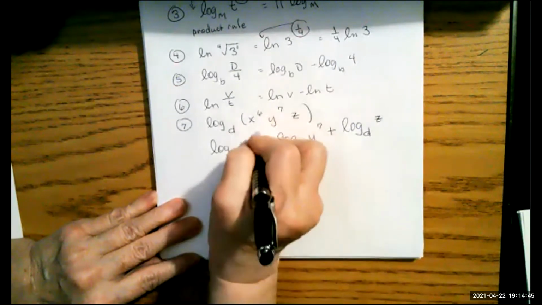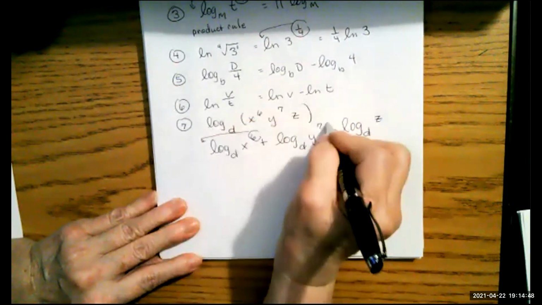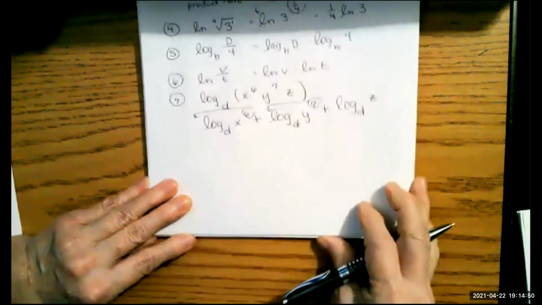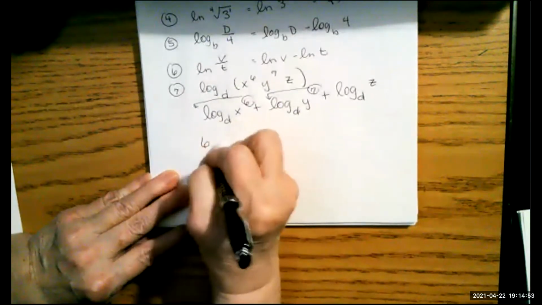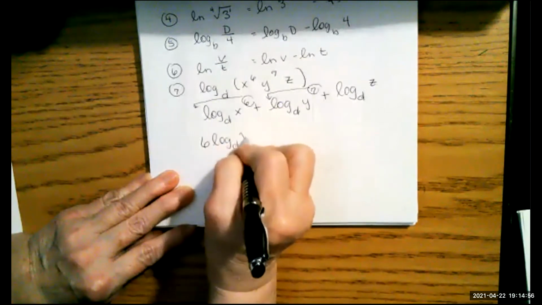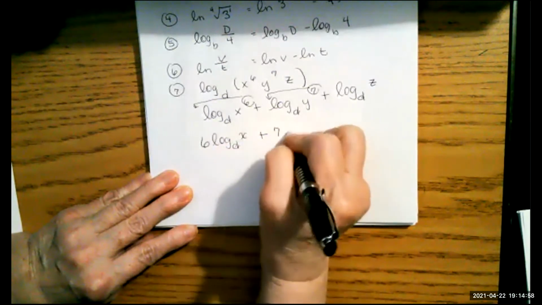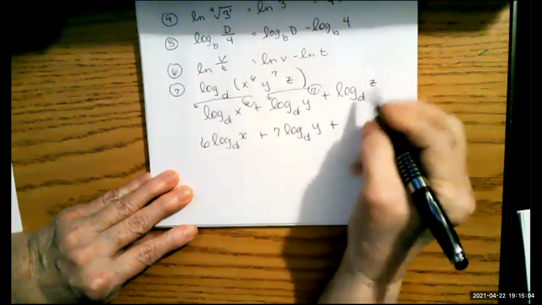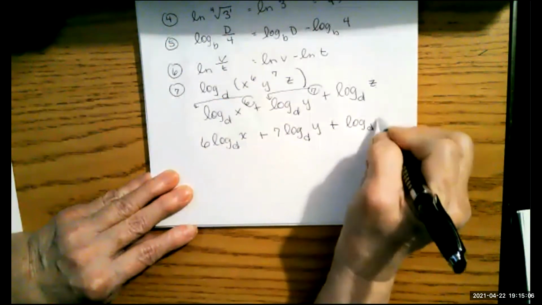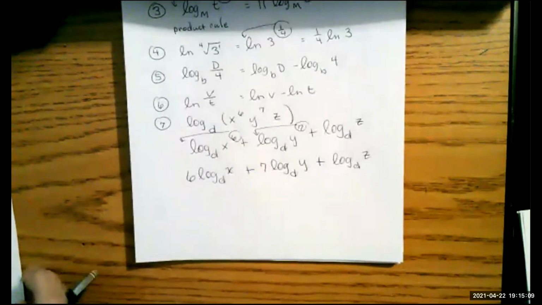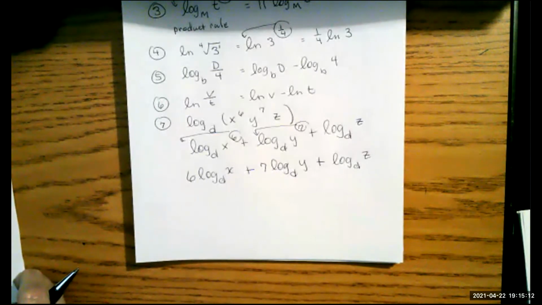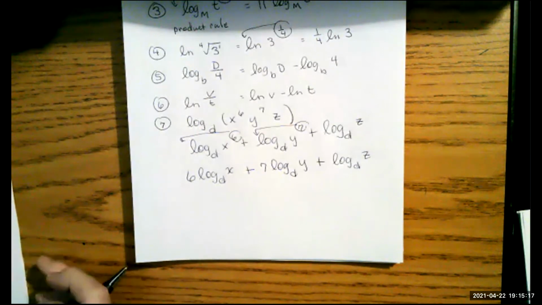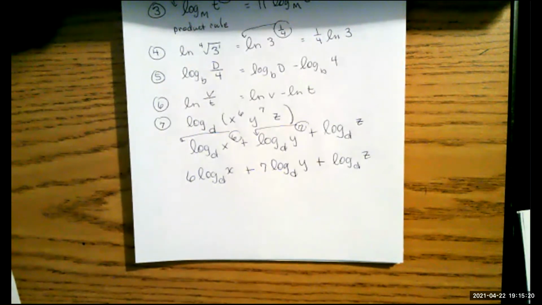Now you're not finished until you bring these exponents out in the front. So this one will be 6 log base d of x plus 7 log base d of y. This one has a 1, but I don't have to put a 1 in front of it. I can just leave that one alone. Okay, we're doing good.